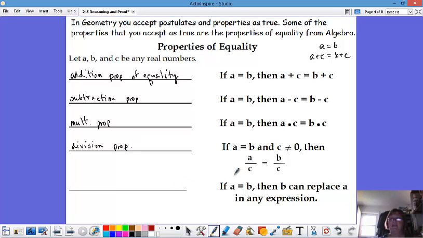Good. The last one seems fairly straightforward here, but this is an important property in geometry. If A is equal to B, this says, if they have the same value, then B can replace A in any expression. Folks, that is totally true, and it's the substitution property. If they have the same value, then you can substitute one for the other. Sometimes I say swap. As long as they have the same value, then I can use either one. They mean the same thing. So there are some properties of equality for us.